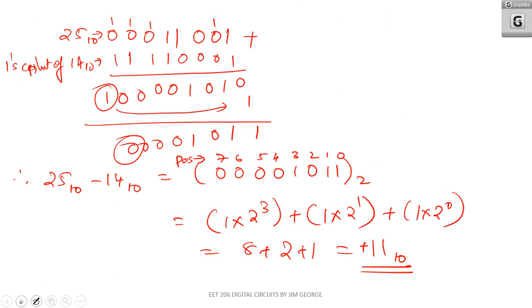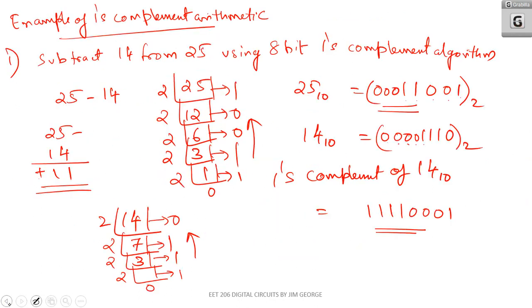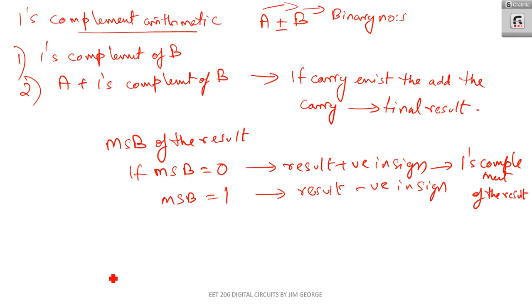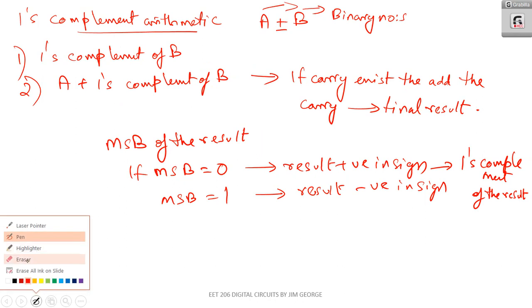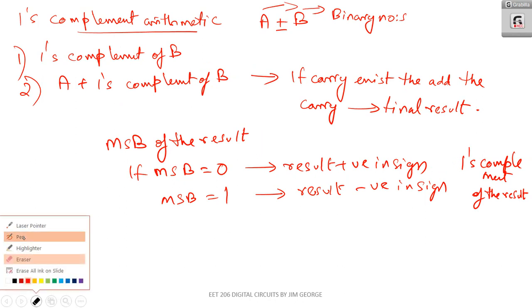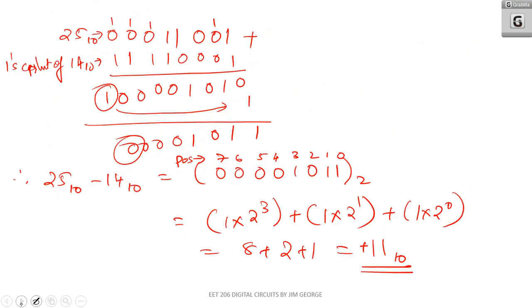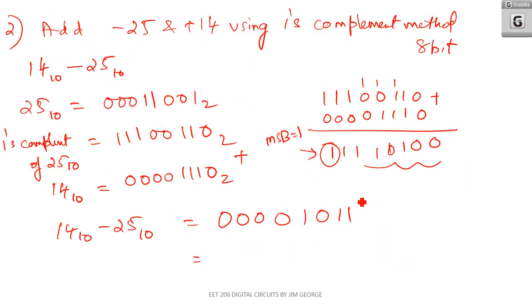Now coming to this one. Since the MSB is 1, sorry, when MSB is 1, you have to take the ones complement of the result. So result is negative in sign, so you have to take the ones complement of that result and give the decimal value. Okay. So if you are taking the ones complement of the result, you will get like this. Now you give positions.